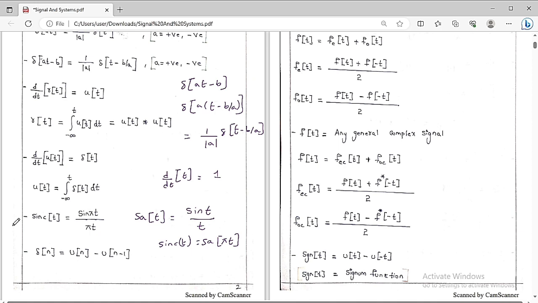So delta of n is equal to u of n minus 1. So these things you always have to keep in your mind. Up to now we have discussed the continuous time domain, but these are the formulas regarding the discrete time domain.